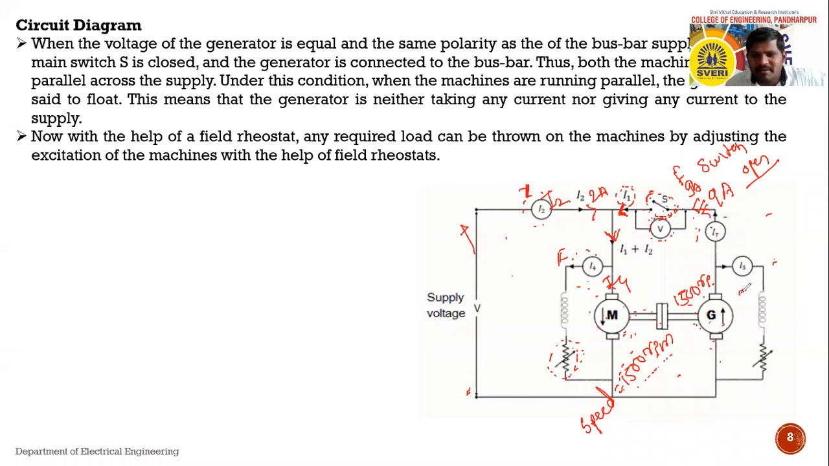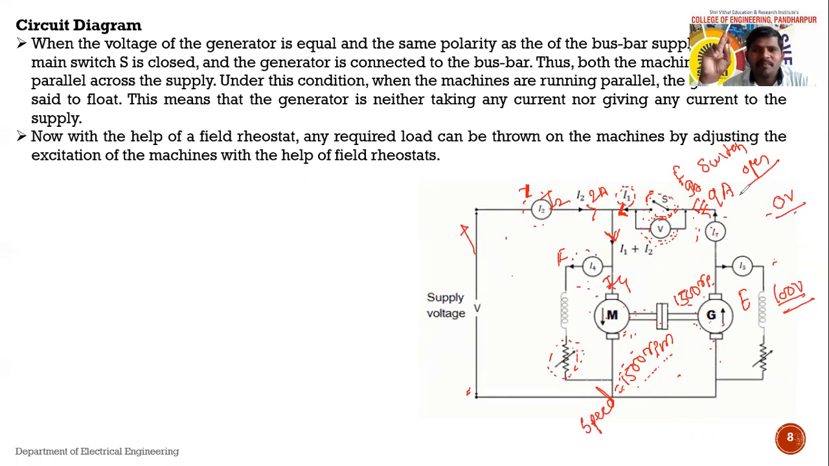Now it will generate some EMF. Suppose it generates 100 volt voltage. See, we are closing the switch when the voltage read by the voltmeter equals 0. The voltmeter that is connected, at the condition when it reads 0 voltage, then and only then are we closing the switch.